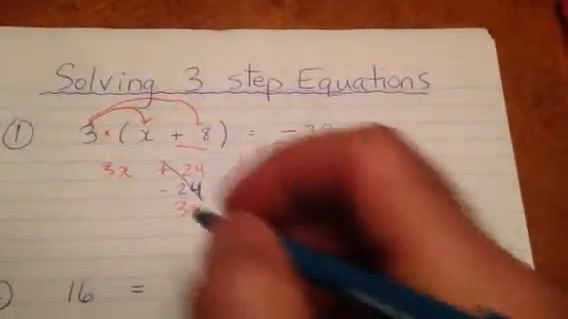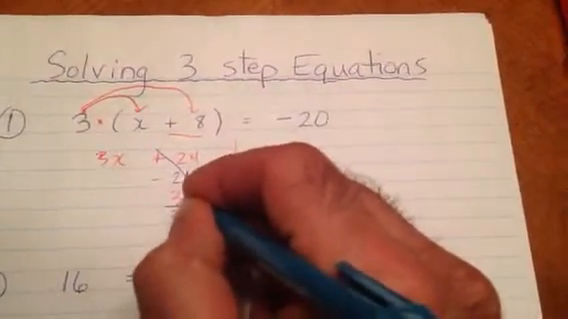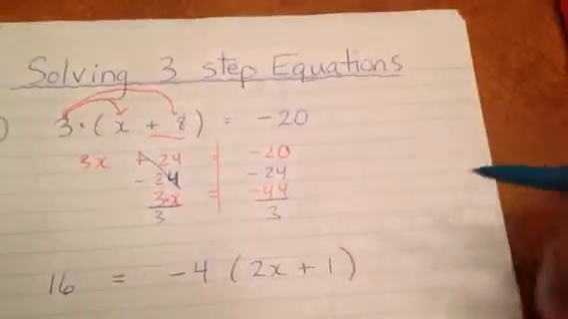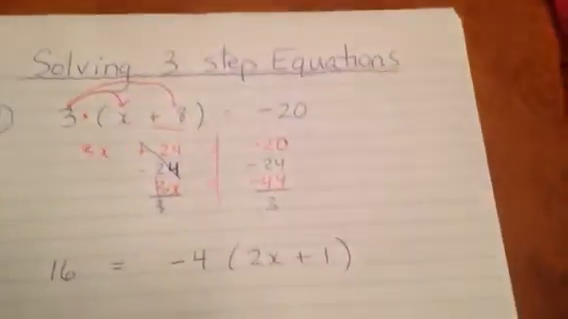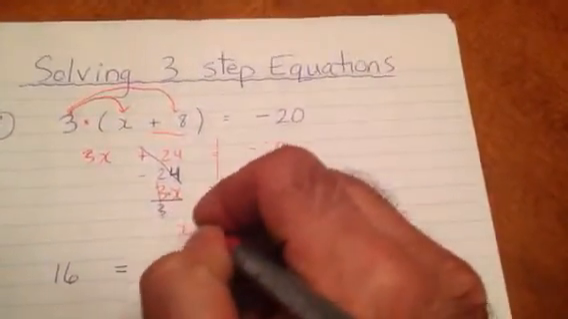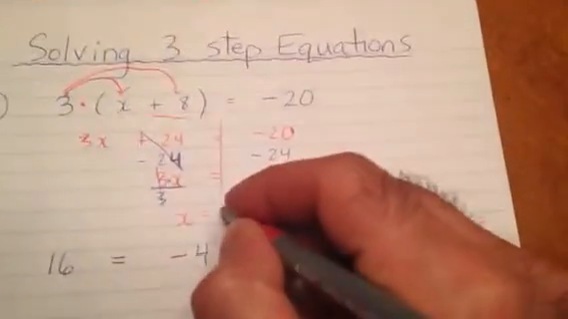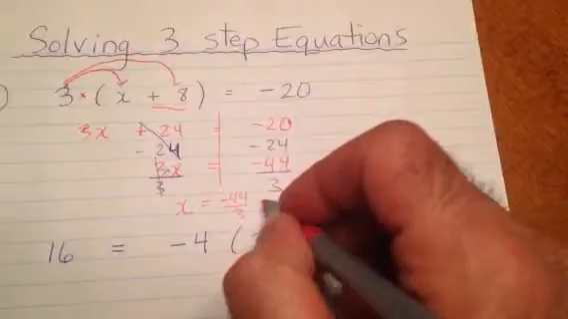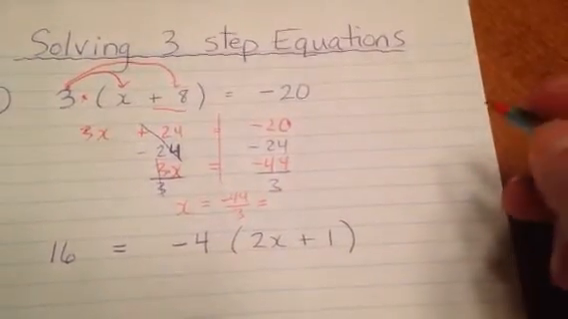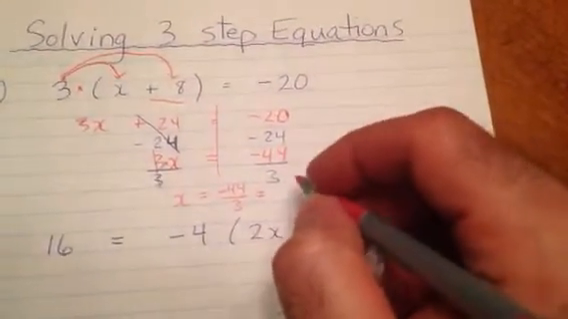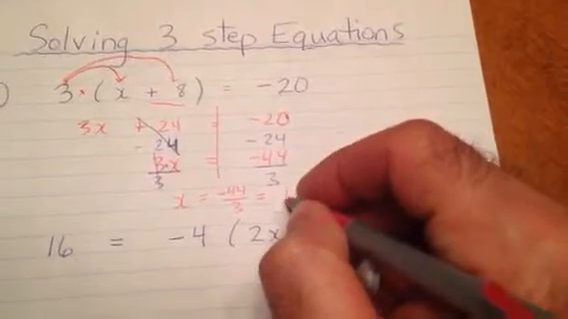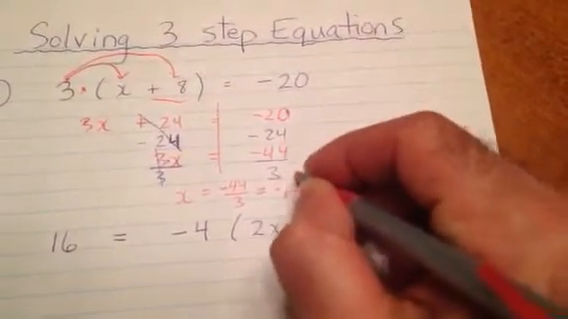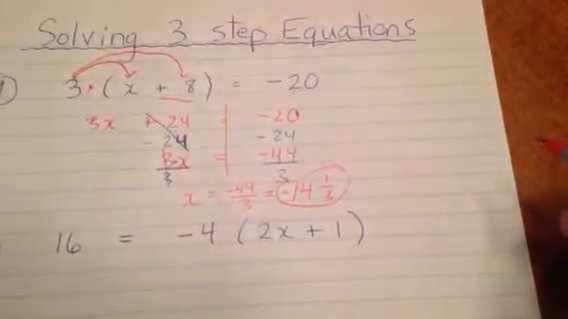We want to divide both sides by 3. Do the opposite of times. This is times 3, so do the opposite, divide by 3. Whatever I do to one side, I do to the other. Cancel those out. So we're left with x equals negative 44 over 3. We can leave this as a fraction, however it is what we call improper. So we want to make it a mixed number, which is negative 14 and 1/3. And that is the value of x.